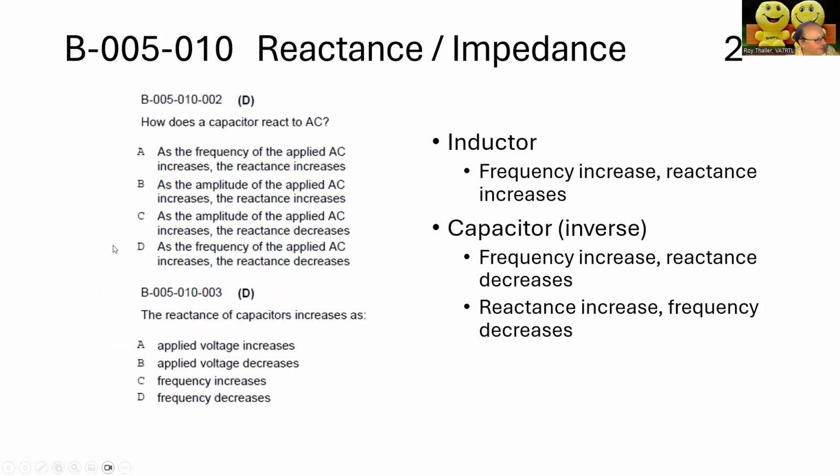How does a capacitor react to AC? Remember that a capacitor is opposite of an inductor, so it would behave the opposite. As the frequency of the applied AC increases, the capacitive reactance decreases. The reactance of capacitors increases as the frequency decreases. So D would be the correct answer.